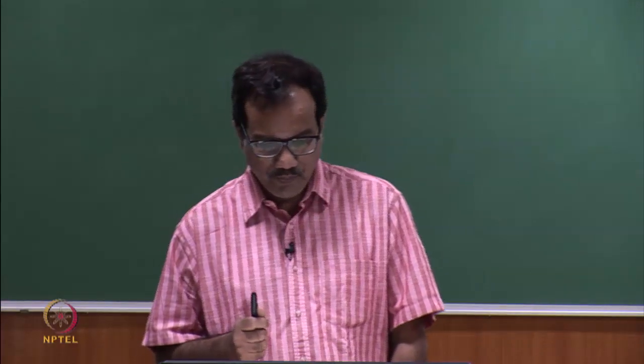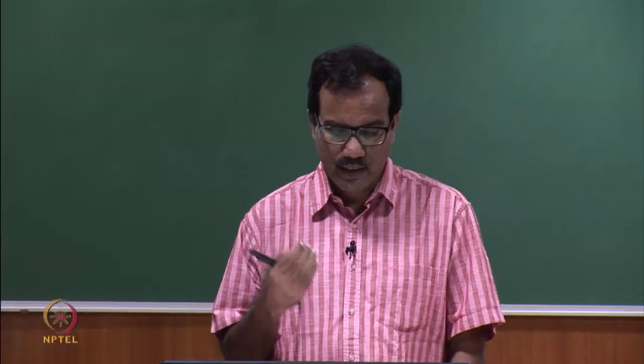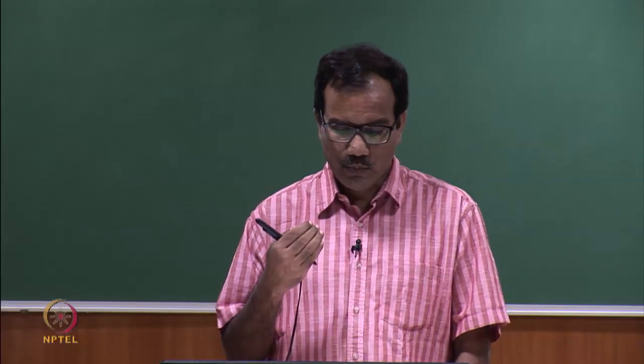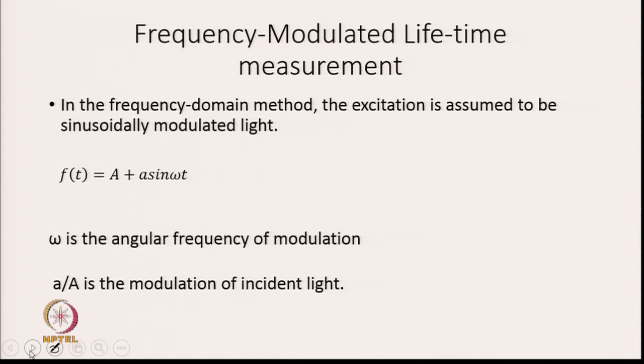Now, let us understand what is basically happening. As I told you, we are using intensity modulated light. So, the excitation is assumed to be sinusoidally modulated light. What does that mean? It is given by f(t) = A + a sin ωt, where capital A plus small a sin ωt.